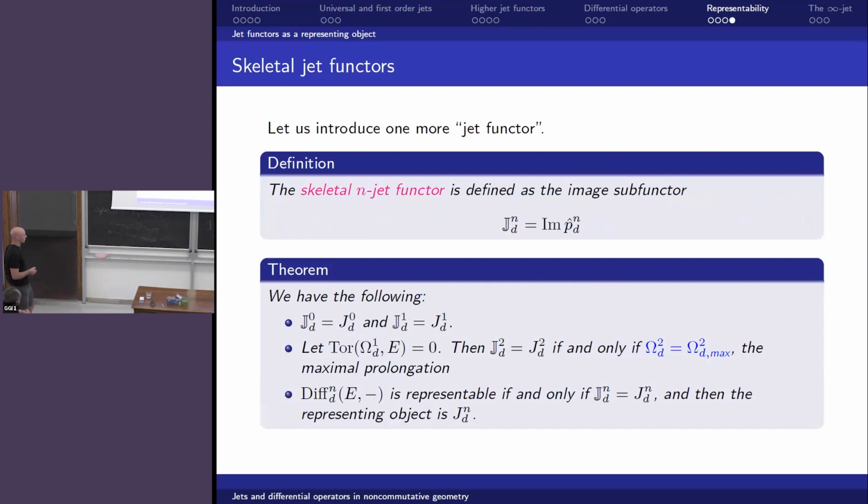So 0 order jets always represent 0 order differential operators. That's trivial. For 1 jets, this is always the case. For 2 jets, if you want your 2 jet to represent differential operators, you need to be working with the maximal exterior algebra. So if you want your jets to behave, at least in this respect, like they do classically, you would need to be working with the maximal exterior algebra. And in general, if you want jets to represent differential operators, you need your jets to be skeletal in this sense, so generated by prolongations.